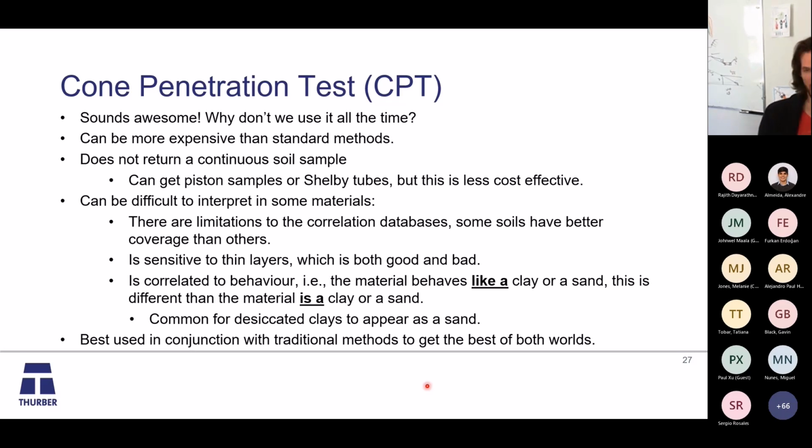Like you have to trip out and it's relatively slow. It's slower than collecting at drilling. And then it can be difficult to interpret some materials. You know, there's limitations to the correlation database. Some soils have better coverage than others. It's sensitive to thin layers, which is good and bad.